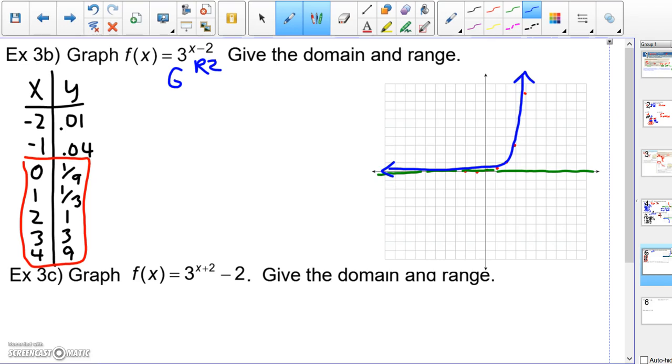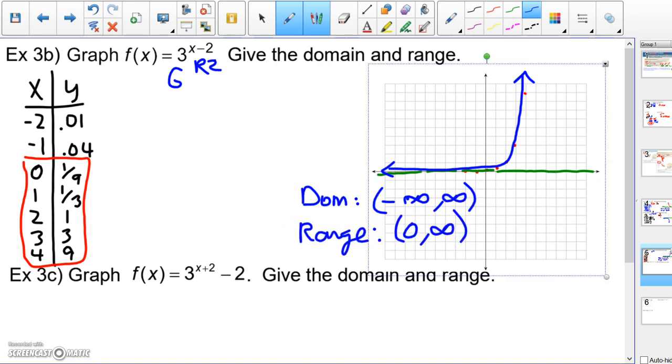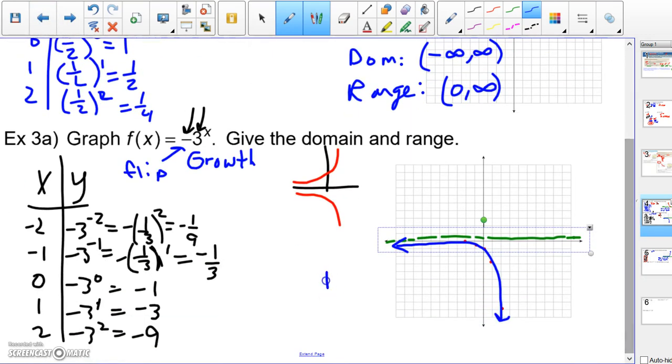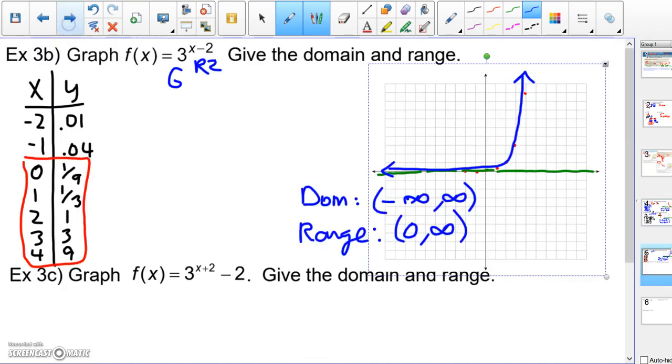Okay, so the domain is going to be all real numbers again, and the range is going to be from 0 to infinity. That will not always be the case. Now, I think I forgot to do the last one, so let's go back and hit the domain and the range. Domain, all real numbers. This range is different because it goes from negative infinity to 0. It's on the bottom half of the graph.